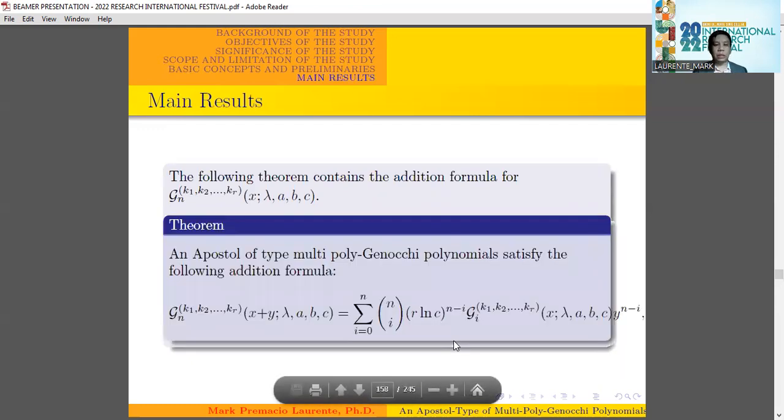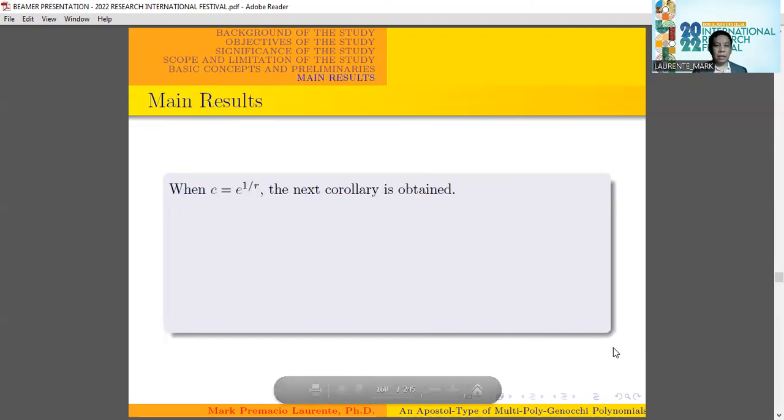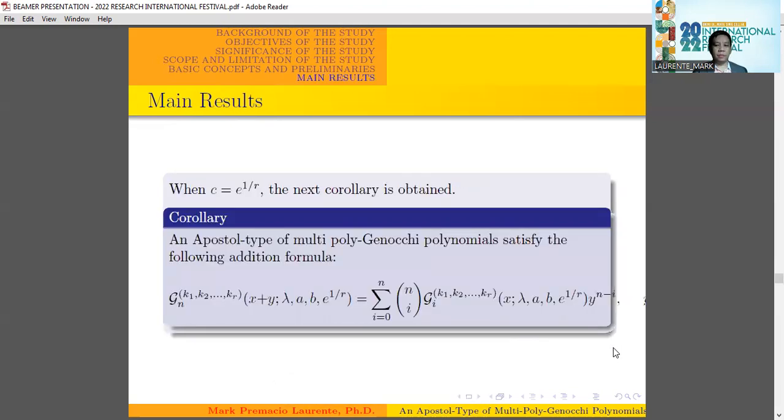We have the following theorem containing the addition formula for the Apostol-Type Multi-Poly-Genocchi Polynomials, which is this one. So we have on the right side, as you see, the equation no longer fits in the Beamer presentation because I cannot really locate the problem in the LaTeX programming. Okay. So we also have this corollary, when we set c to be e to the 1 over r.